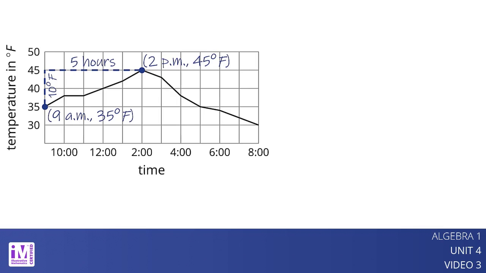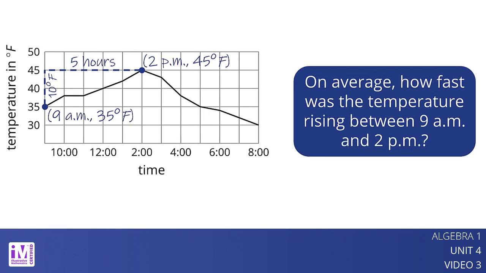The increase wasn't constant, however. The temperature rose between 9 a.m. and 10 a.m., stayed steady for an hour, then rose again. On average, how fast was the temperature rising between 9 a.m. and 2 p.m.?